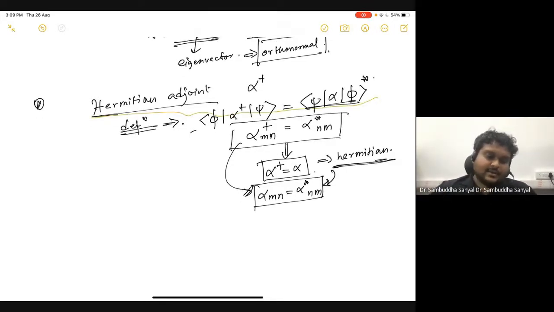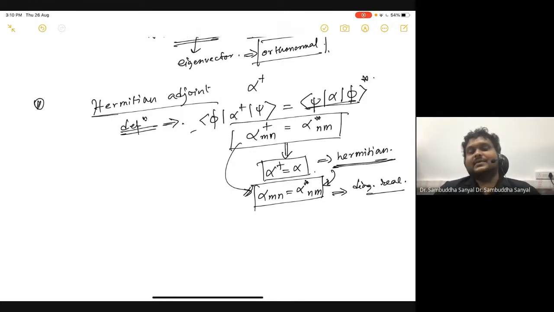Okay, so now I argued that this is basically the property. So that means this matrix must have the following property, that the diagonal elements are real, because diagonal elements are going to themselves. So alpha nn is alpha star nn. So if a number and its conjugate are equal, its imaginary part has to be 0. So diagonals are real, and the off diagonals are satisfying this property.